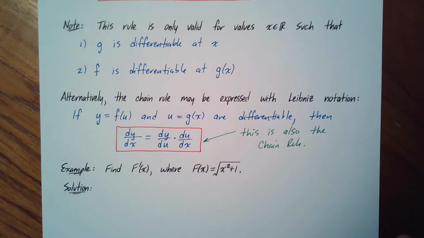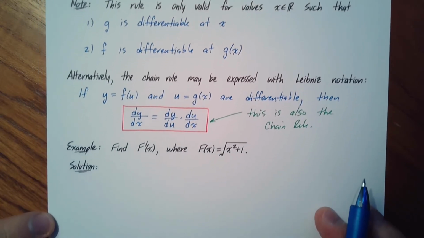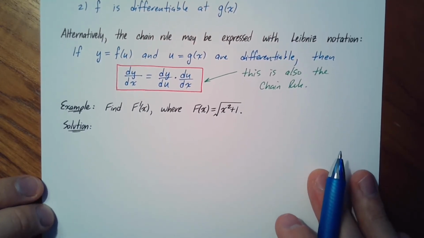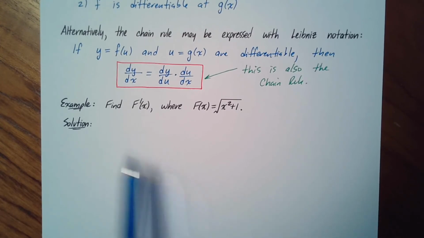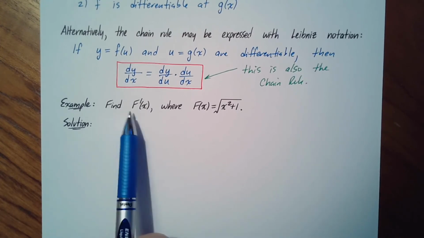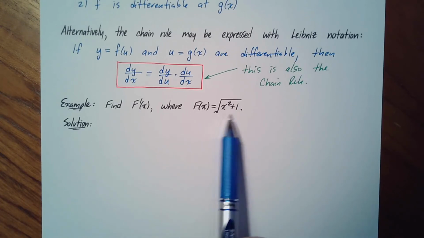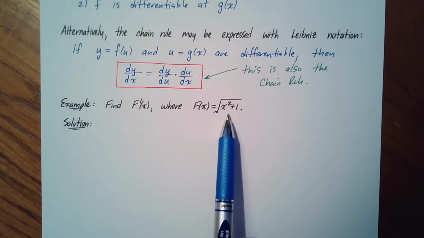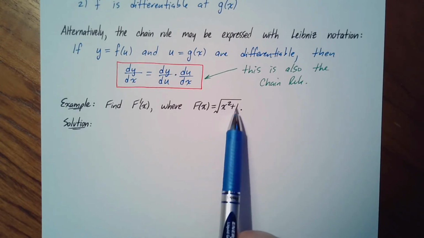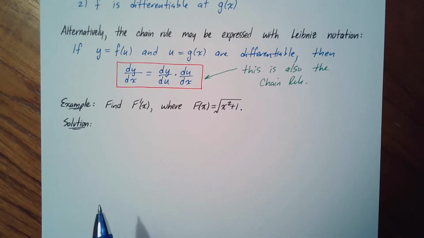All right, well I've kind of just gone over the actual rule in two different forms, and we've set a couple of requirements that have to be true, but let me now show you how to actually use this rule. So here's an example where you would do that. We've got an example that's asking us to find capital F prime of x, where capital F of x is given by this function here, which is a composition of two functions, right? We've got an inside function, x squared plus 1, and the outside function is the square root function. So this really is a composition of two functions. So the chain rule is going to be exactly what we need here.